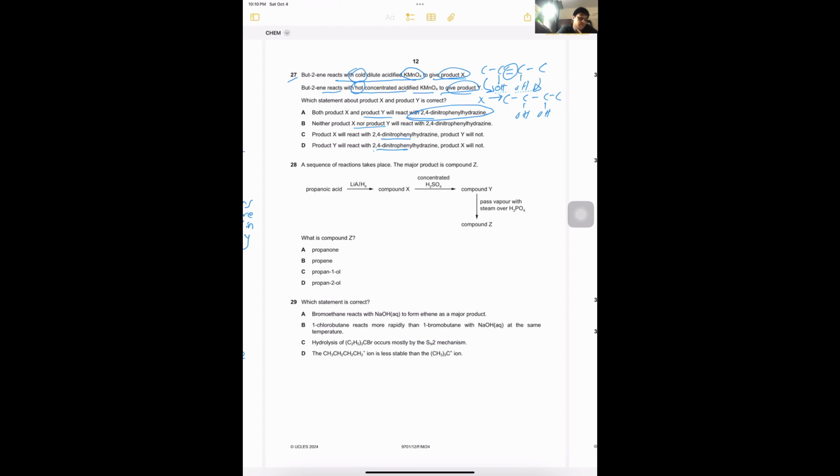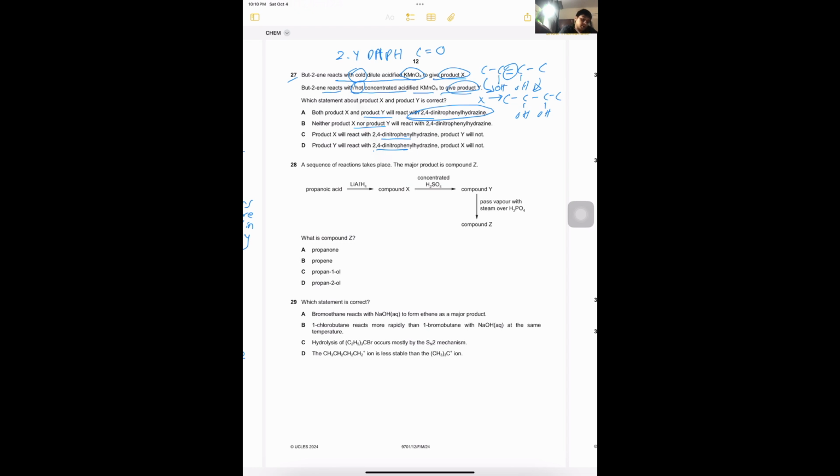Now here, for the 2,4 DNPH test, there has to be a C=O bond, and that is mainly for aldehydes and ketones. So that is not present here, and so that is one thing.